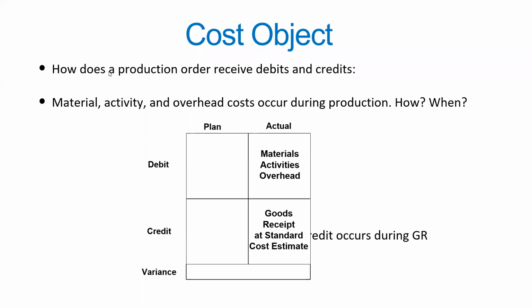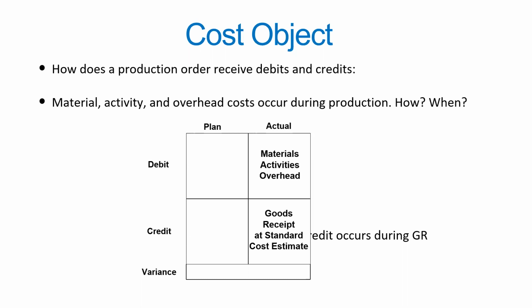Let's take a typical cost object of a production order. It receives debits and credits. And those debits are typically materials, goods issued to the production order. There's activities. Activity costs come from confirmations to the production order from the production line. And we have overhead costs. Those concepts might sound familiar because they're cost components. They're the basic cost components.